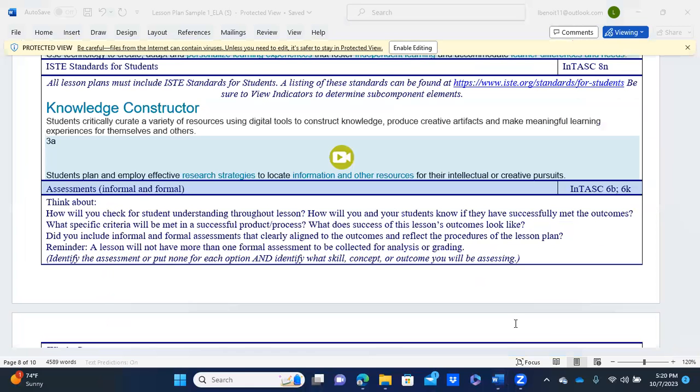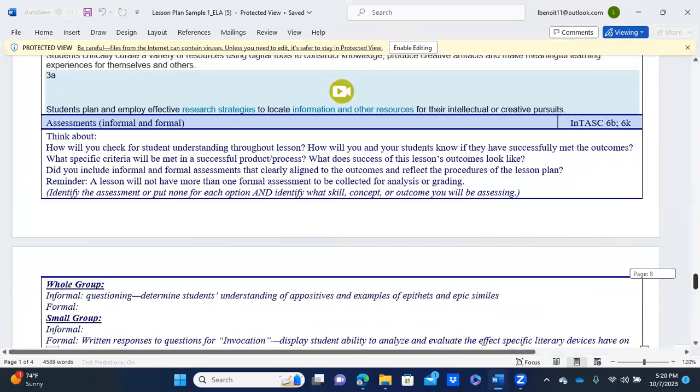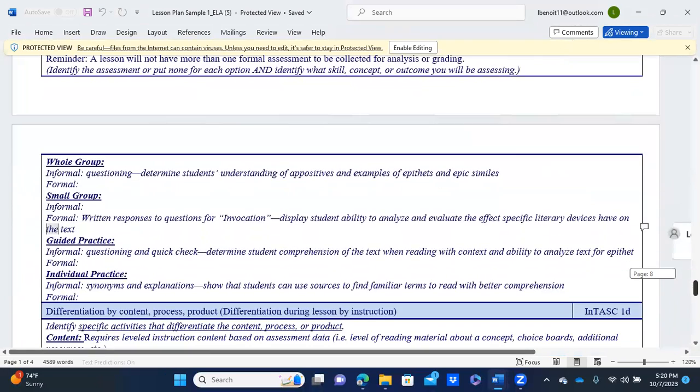And so right here, she has presented her assessment plan. For whole group, this is how she's checking for informal. She tells what it is. She tells what she's going to be looking for. Small group, this is what she's looking for. Formal, this is the written responses. They're going to actually turn these in. And then guided practice, informal, questioning, and quick check. And notice, she doesn't just tell me what they are. She tells me what she's looking for. Okay. So let's go down.